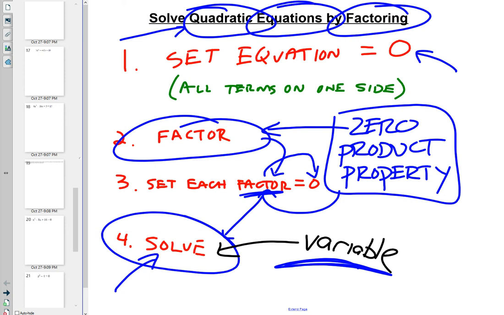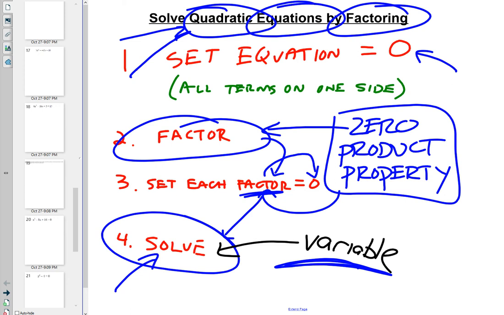Now, the question that you should have asked, Mohammed, is, wait, if you're going to make each individual factor equal to 0, does that mean that we can get more than one solution? And yes, you're going to get more than one answer. Specifically, again, when I say quadratic, what does quadratic mean?